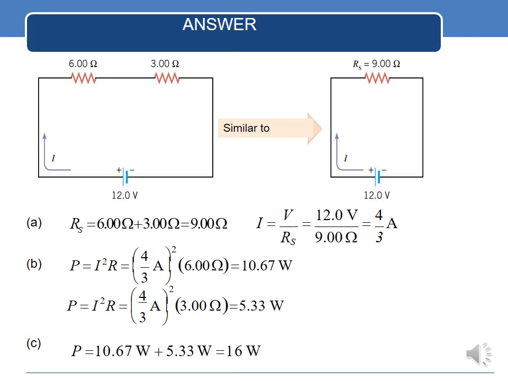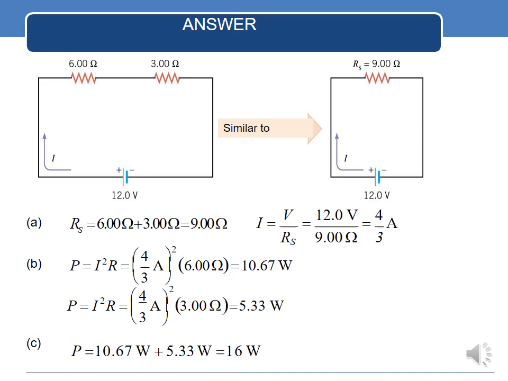To find the dissipated power in resistor 1, the 6 ohm resistor, P is simply I squared times R, or 1.33 amps squared times 6 ohm. So you end up with 10.67 watt. This is the amount of dissipated power at resistor 1, the 6 ohm.